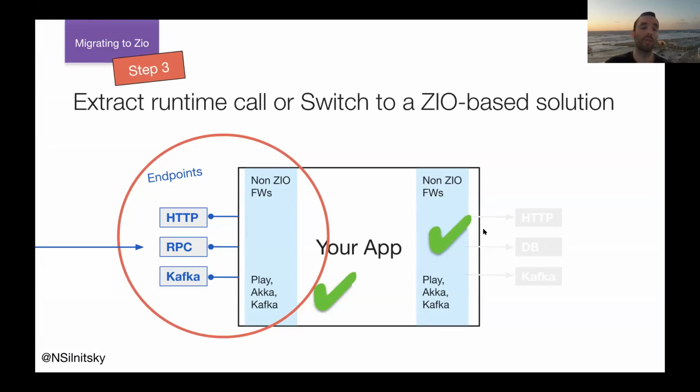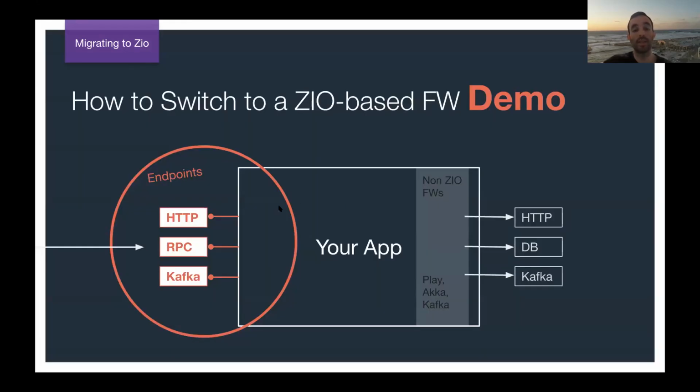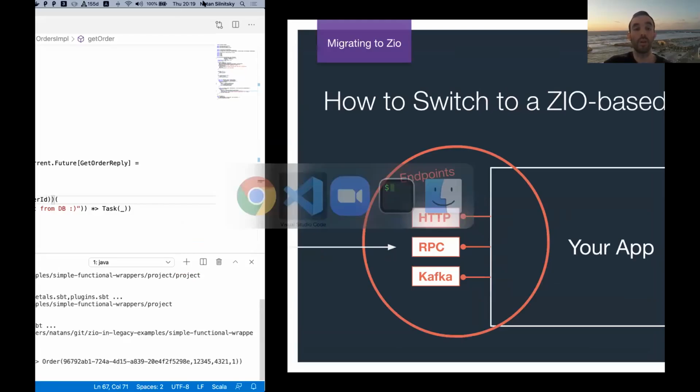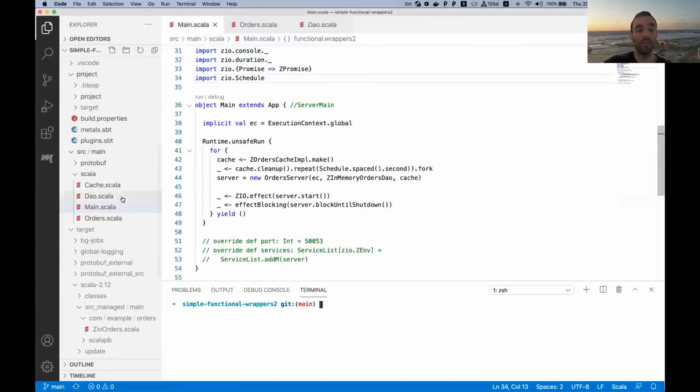And the third step here, that's the last one I'll show you today because we're really short in time, is to actually switch over frameworks that you use to ZIO-based solution. Because non-ZIO code. So it's probably will take a bit more effort. That's why I put it only as step number 3. And we'll see a demo of how to change our RPC endpoints from future-based to ZIO-based. Okay, so that's talking about the third demo.